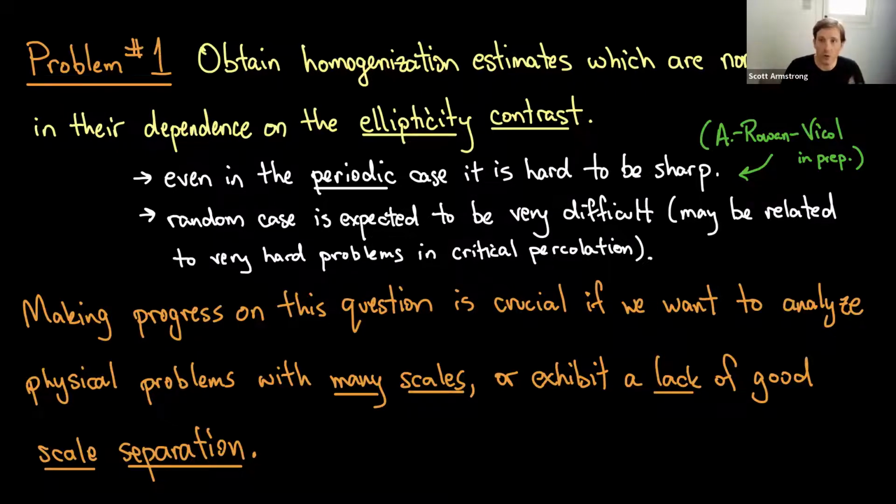What can you do in the worst case, when you can't use an ad hoc one-step fix for the degeneracy? This is probably very hard, because you can encode critical percolation problems into it, and you probably are going to have a hard time. But this problem should be attacked just because it's of fundamental importance, and without it we'll never make progress on things that really do have a lack of scale separation in the random case.